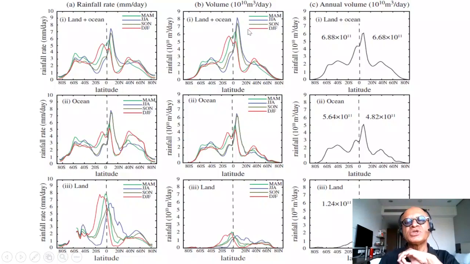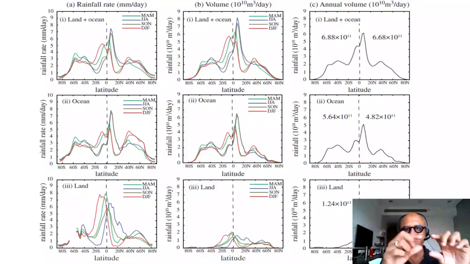I won't spend too much time on the volume of rain, but it does tell you that since Earth is a sphere and the area drops off as you go towards higher latitudes, right? The smaller circumference, smaller area. You have to be aware that the rain rates by themselves will be very different for higher latitudes and lower latitudes because of this Mercator projection or the area reduction over the sphere as you go towards higher latitudes.